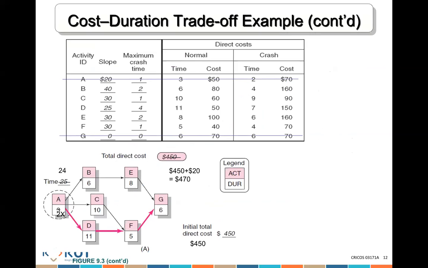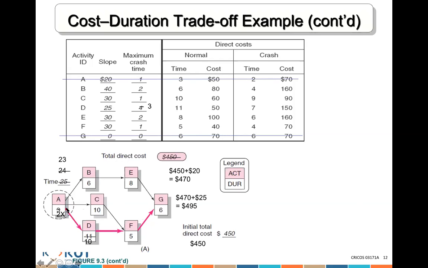Okay, well, we already crashed A, and we already crashed D. You know that, yeah? Yes. Okay, great. So after that, we need to look at the paths: A, B, E, G; A, C, F, G; and A, D, F, G. Which one is the longest? A, D, F, G. Okay, so from A, D, F, G, we've already crashed it.